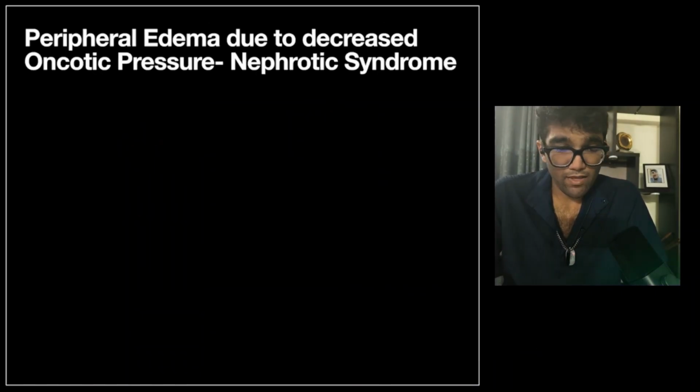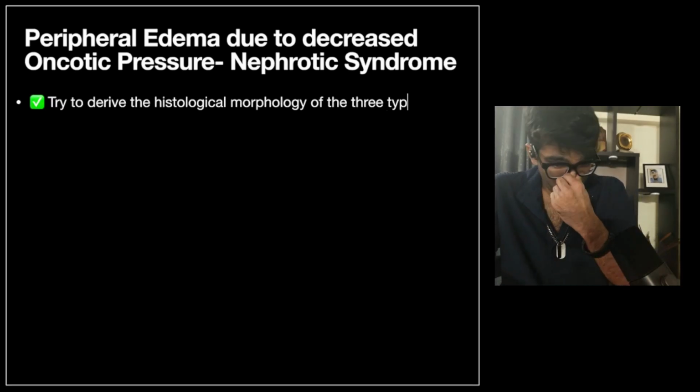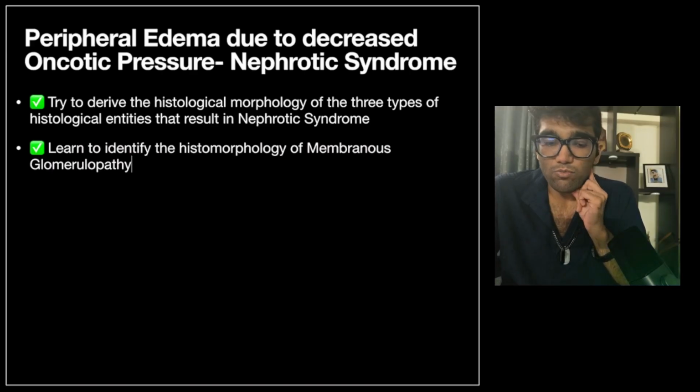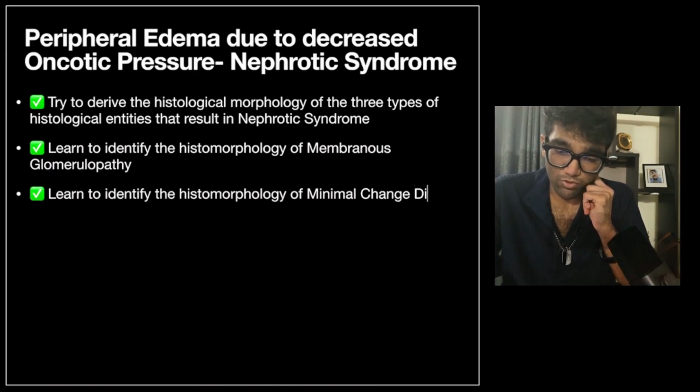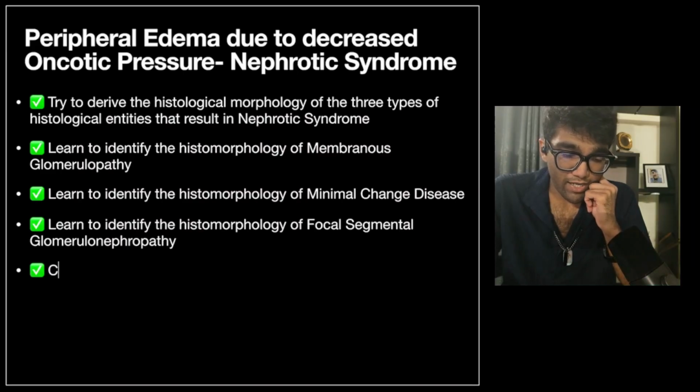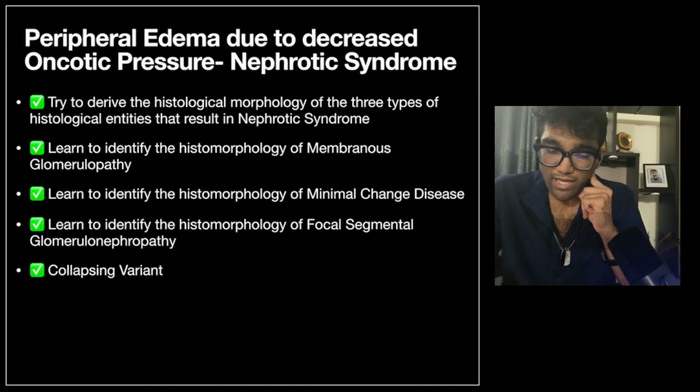Okay. Now, what we've discussed till now is, one, the histological morphologies of the three types of entities that cause nephrotic syndrome. We learned to identify the histomorphology of membranous GN. We've learned to identify the histomorphology of minimal change disease, which is normal. We learned to identify the histomorphology of focal segmental glomerulosclerosis, and we've understood what that means. And we've understood what the collapsing variant looks like and why.